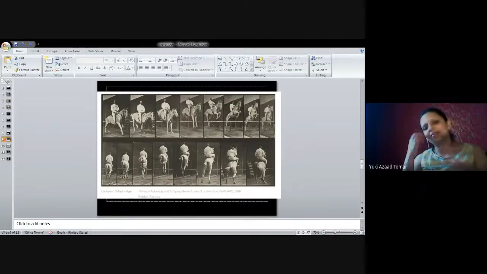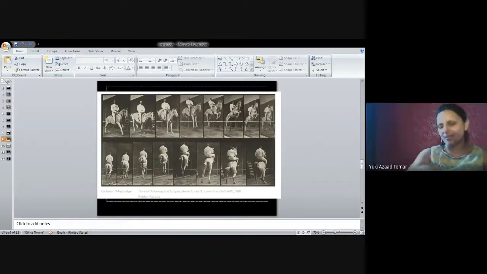In 1877, at a track, can you see a track here in this photograph? If you look carefully, you will see a track at the bottom, this is a track on which horses used to run. So at a track in San Francisco, Muybridge strung a thread across the dirt at horse chest height. I think you can see that as well.